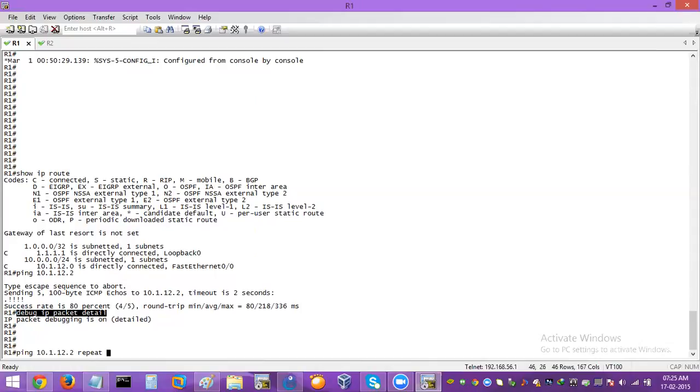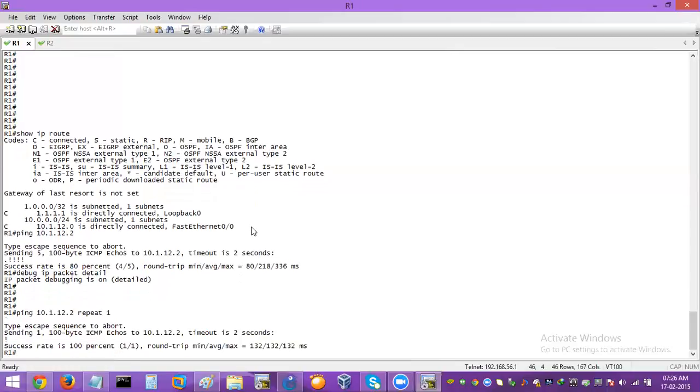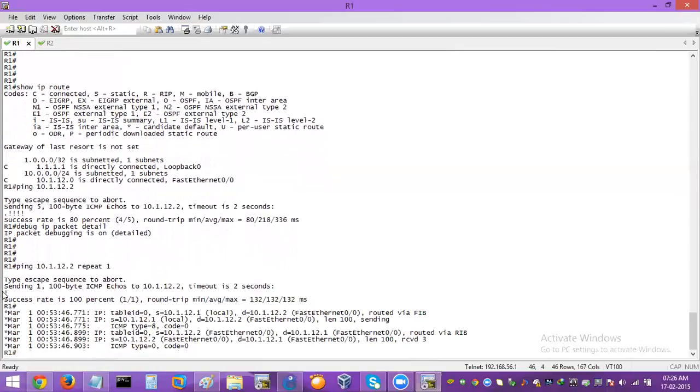And if I do a repeat of 1, by default, how many packets does ping send? By default, ping sends 5 packets. You can see here, sending 5 packets, and each is 100 bytes. And the timeout is 2 seconds by default. So I'm making a repeat of 1, which means I'm going to send only 1 single packet. If I hit enter, this will show you how the packet was routed and on which interface. So I got that success; you can see that this mark says I got success.